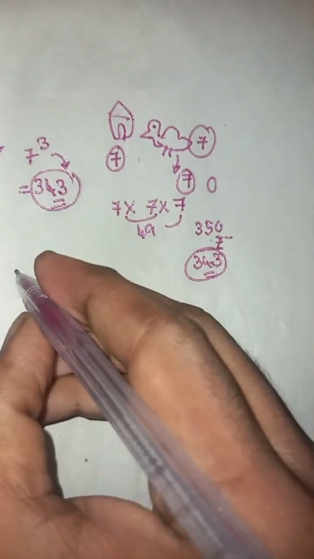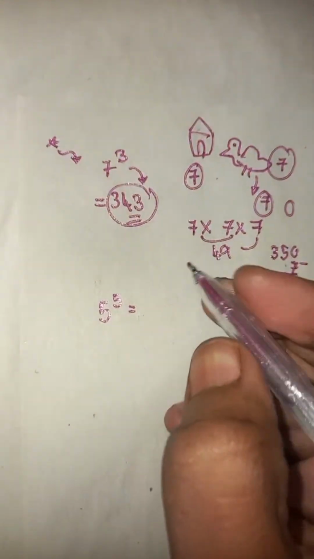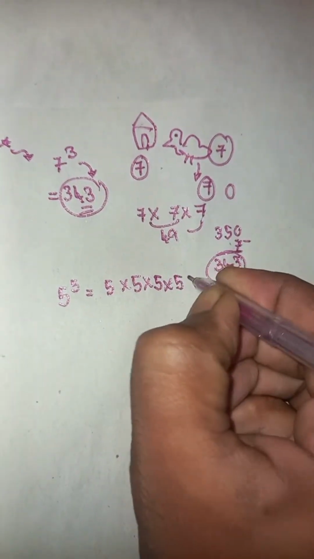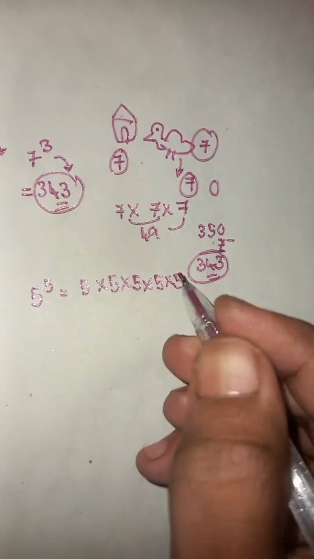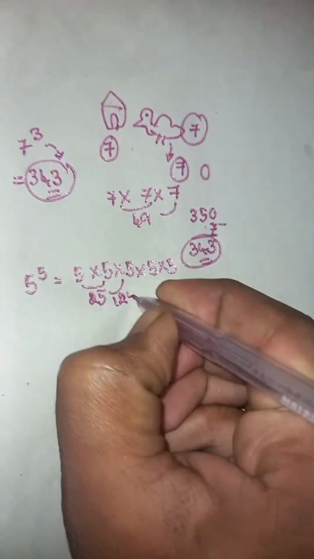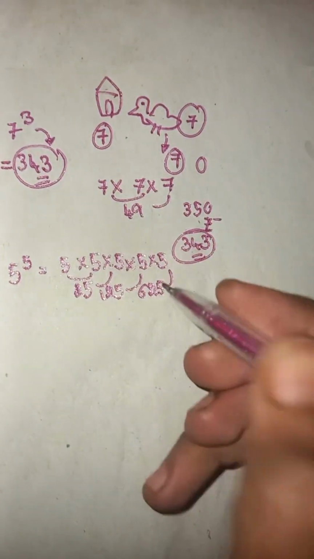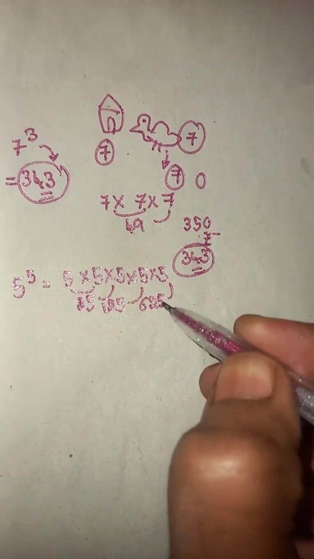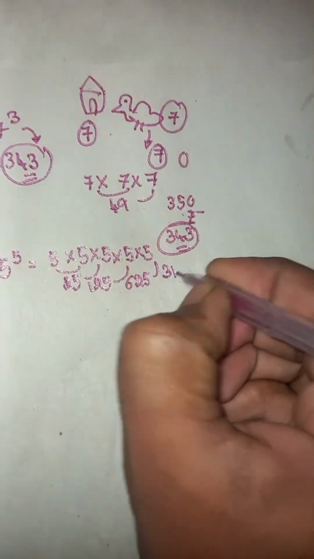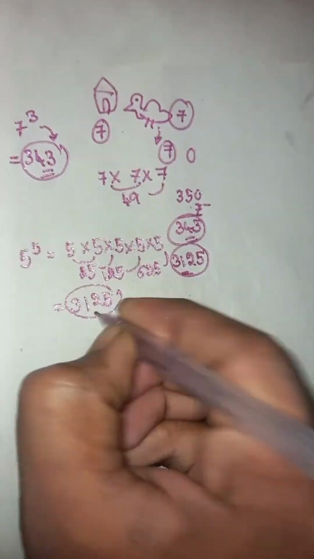You may find out what is the value of 5 power of 5. 5 power of 5 you can write easily as 5 times 5 times 5 times 5 times 5. You are going to find out the value of it. 5 times 5 is 25. 25 times 5 is 125. 125 times 5 is 625. 625 times 5 is 3125. 3125 is the actual value of 5 power of 5.